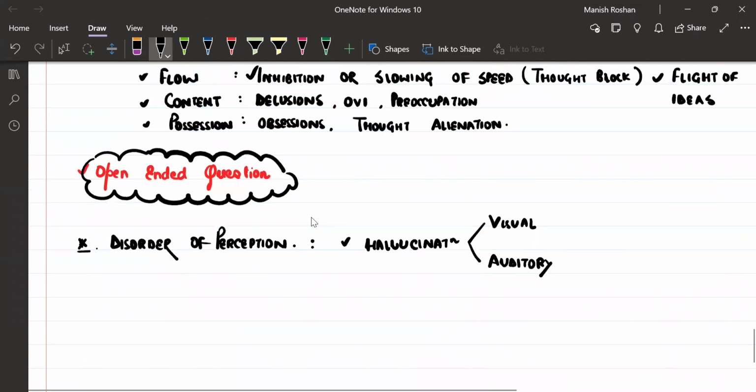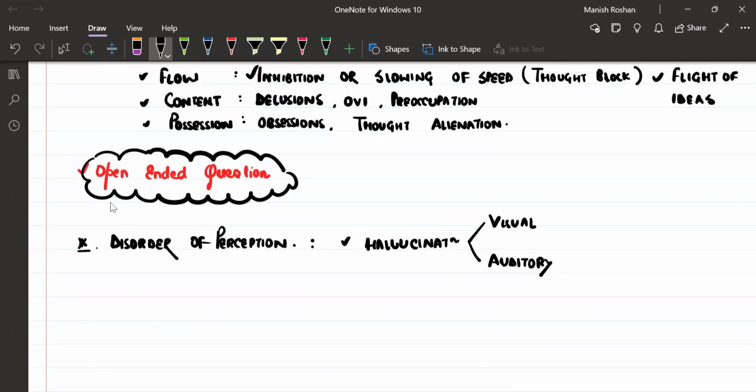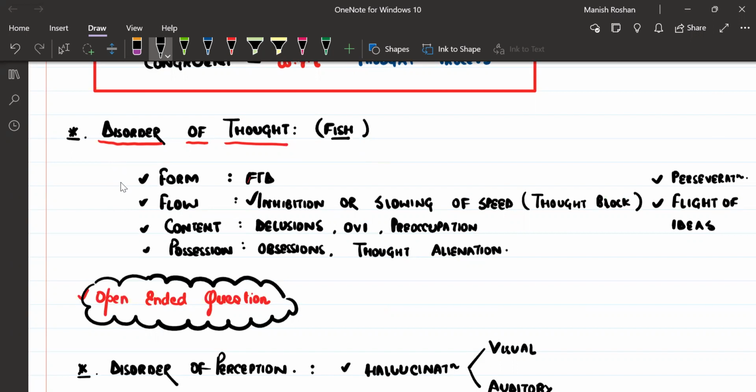Speech, how it is being described, how to label the disorder of thought. So always follow the classification that has been given by Fish, that as far as form of thought is concerned, what to include. As far as the content of thought is concerned, delusion, overvalued ideas, preoccupation, all come under it. Possession, obsession, thought alienation phenomenon, all come under it. That is thought broadcast, thought withdrawal, everything comes under thought alienation, and this becomes a disorder of thought under possession. Similarly, for the flow also, inhibition or slowing of speed, thought block, perseveration, flight of ideas, all should be described under flow.